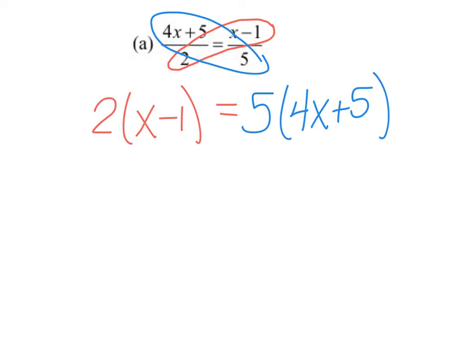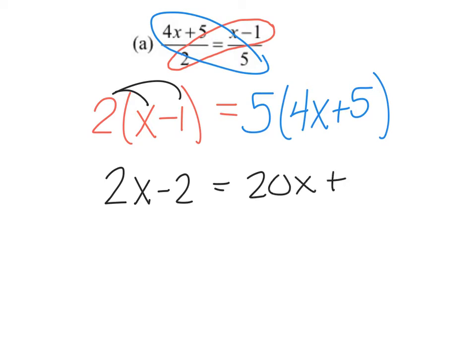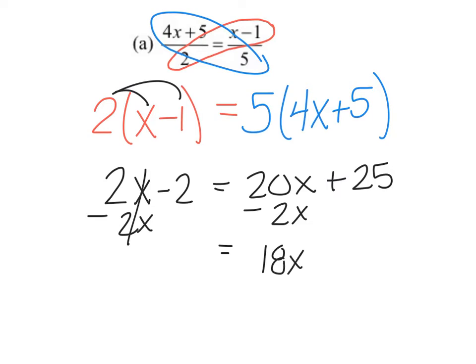This is a simple rational equation. So that's 2x, we're going to distribute, minus 2 equals 20x plus 25. Obviously I want to solve for x, so I'm going to put my x's on one side, subtract 2x from each side. So that leaves me with an 18x. And I'm also going to subtract 25. So I'm going to get a negative 27.